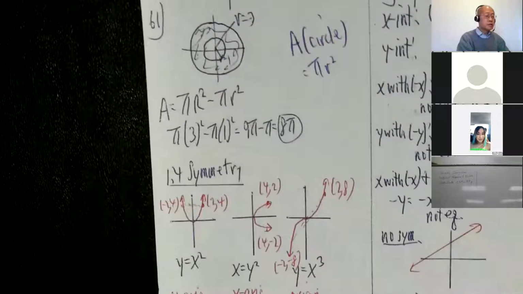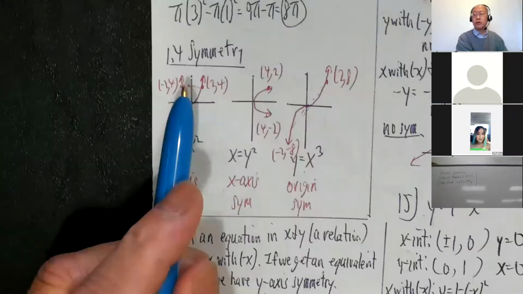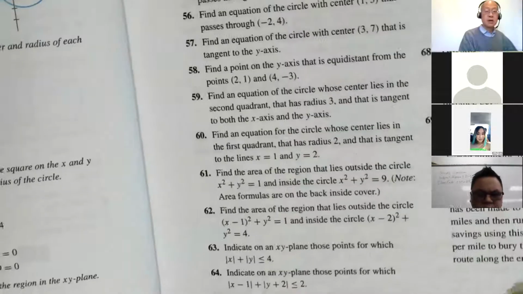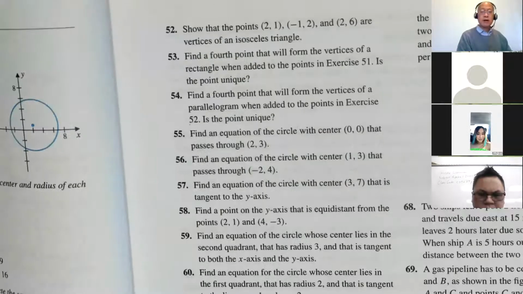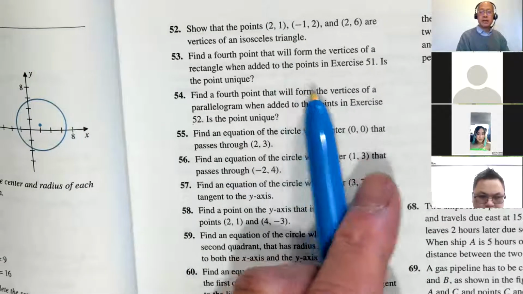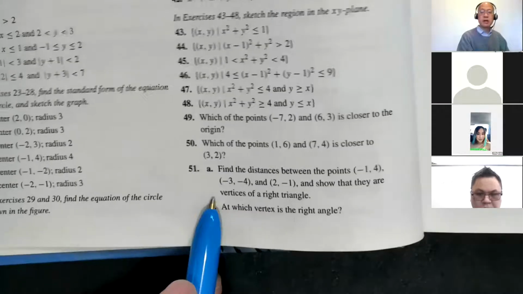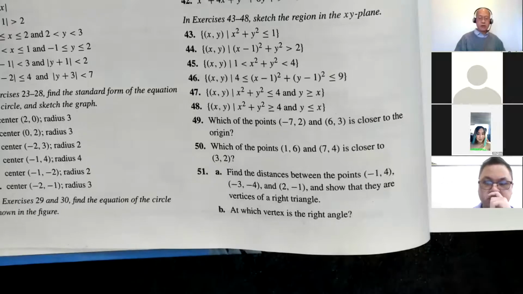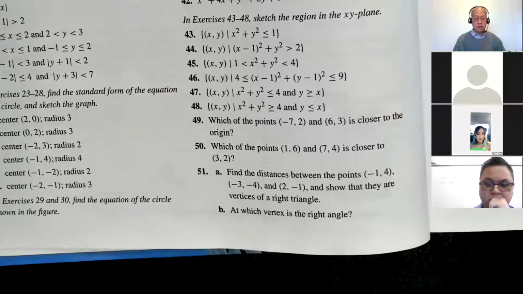All right. I was done with 1.3. I was going to start 1.4. So yes, it would be appropriate for me to go take up one of the questions about 53. So 53. Find a fourth point that will form the vertices of a rectangle when added to the points in exercise 51. Is the point unique? So go back to 51. Negative 1, 4, negative 3, negative 4, and 2, negative 1. Okay, so we're doing 53.